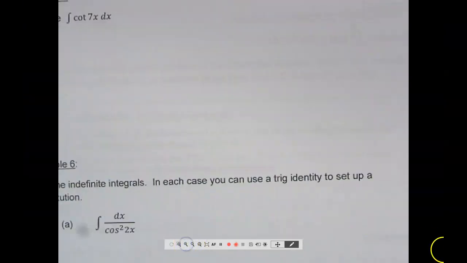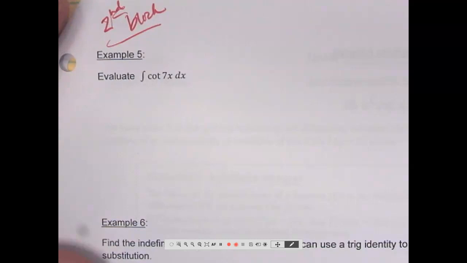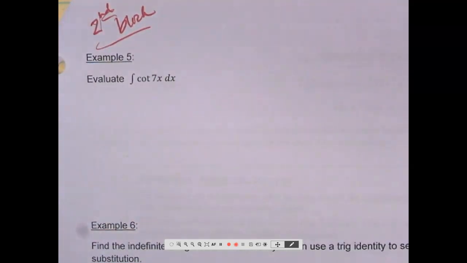Okay, so we're picking up where we left off with example 5. Notice that u is not given to you.